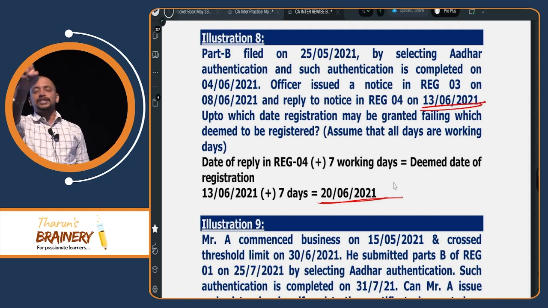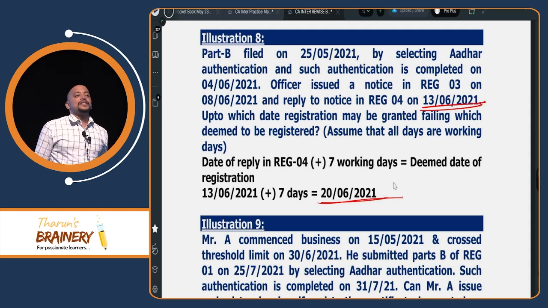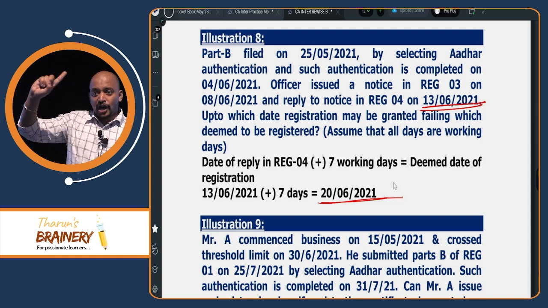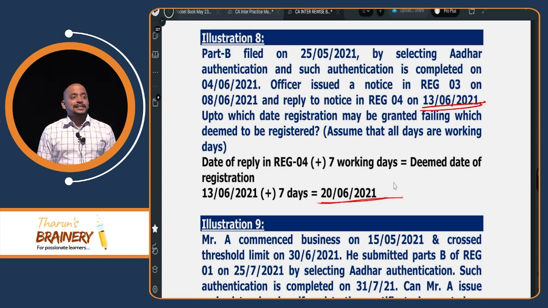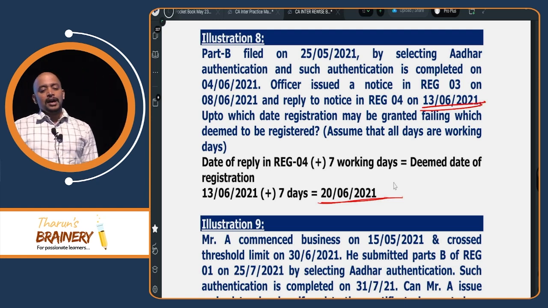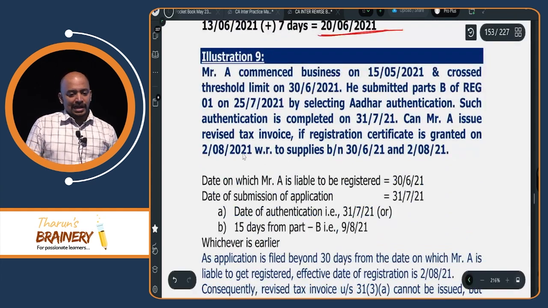So what are the two consequences of application not made within 30 days? Come on. ITC cannot be availed on closing stock and revised tax invoice cannot be issued to collect the GST. Okay. Now that is this illustration 9.